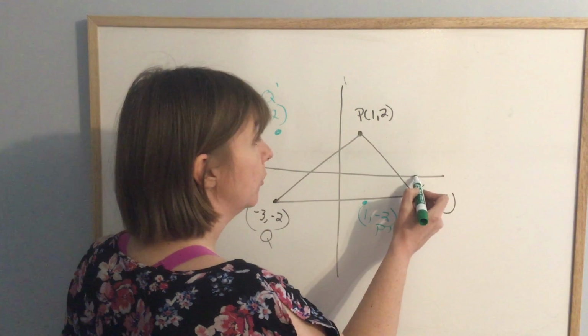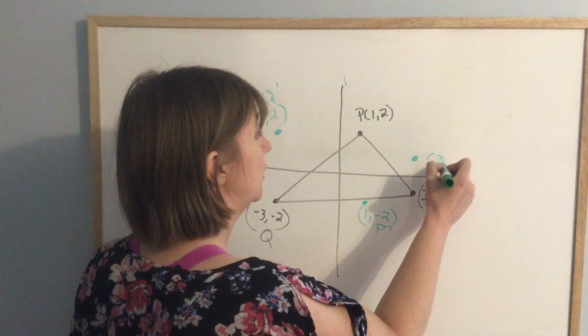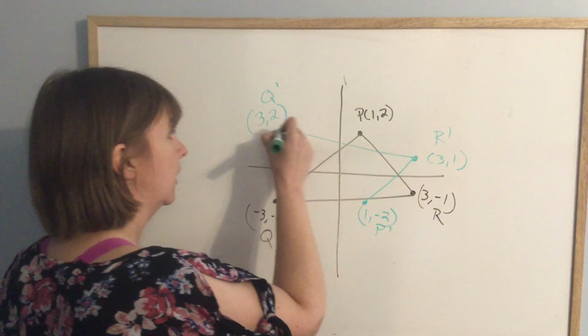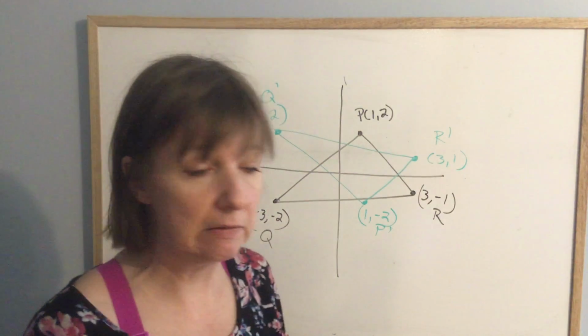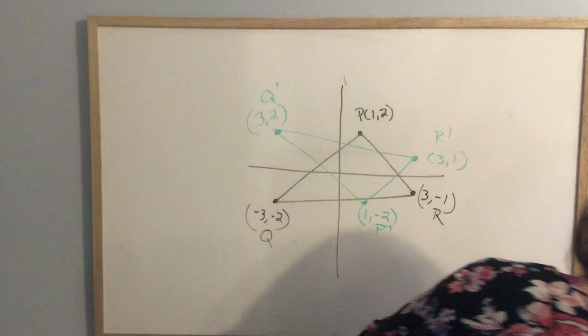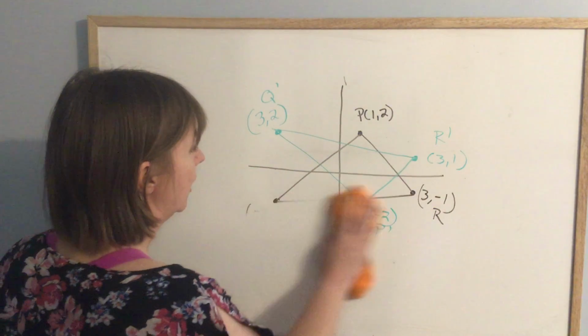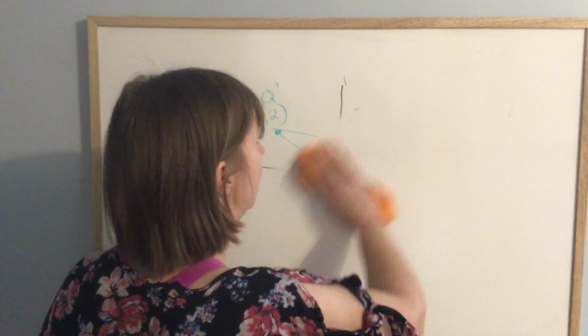And I'm still going to go forward 3, but I'm only going to go up 1. So 3 and 1 would be R prime. So it would look like that. Okay, so it's reflected in the x-axis. Again, mine are just sketches because I do not have graph paper. Graph paper would be preferable.